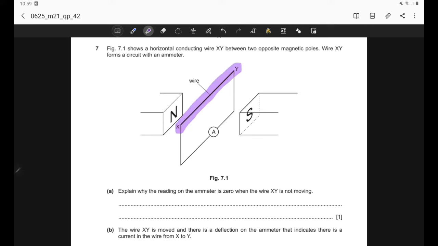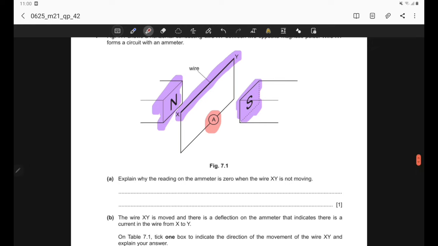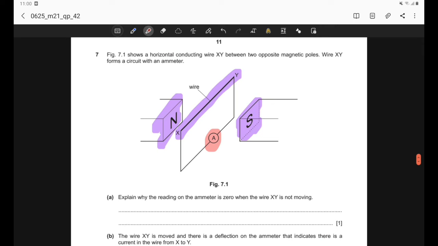Between two poles, wire XY forms a circuit with an ammeter A. Part A, explain why the reading on the ammeter is 0 when the wire XY is not moving.